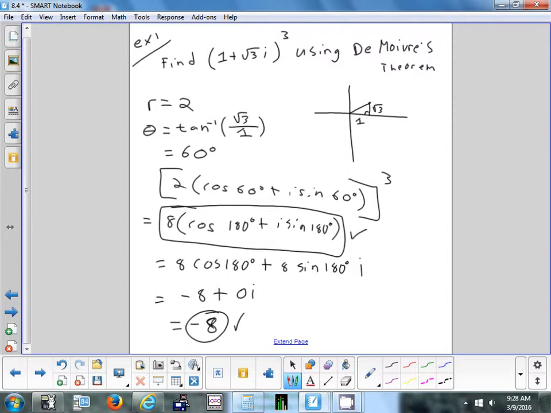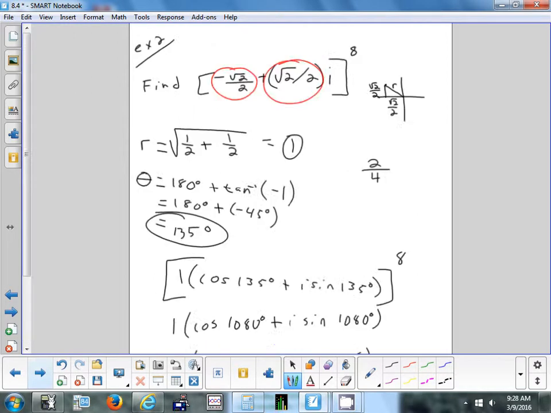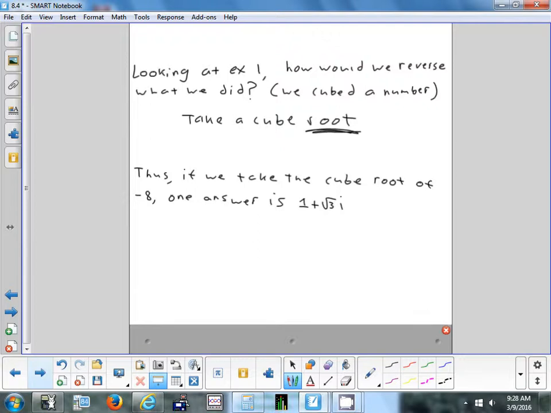Anybody have a guess how many answers there are for a cube root? 3. Square root would be 2. Yeah, there's always as many answers as there are the root you're looking for. So if I asked you to do a 5th root problem, you'd find 5 answers for me. All right? So I just want everyone to see that idea. If you cube 1 plus root 3i, you get negative 8. So if you cube root negative 8, that's one of the 3 answers. So that's what we're going to look at. How do we cube root negative 8?